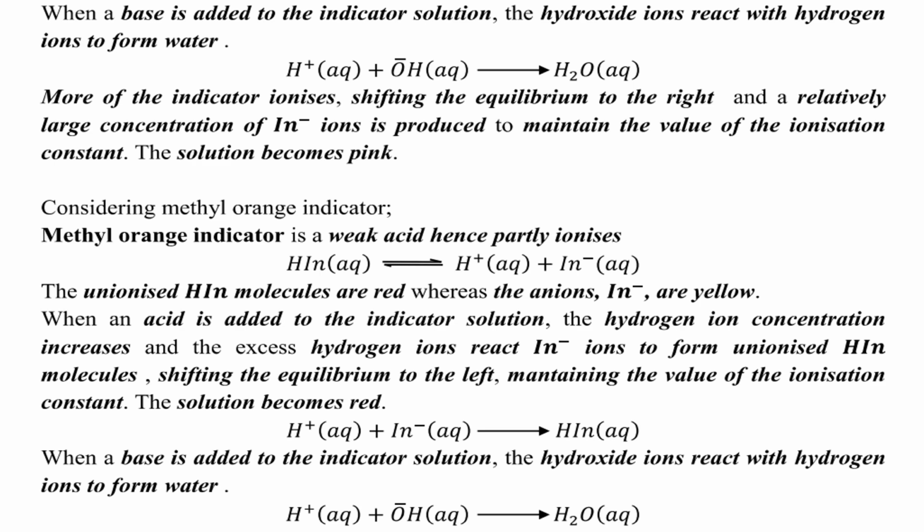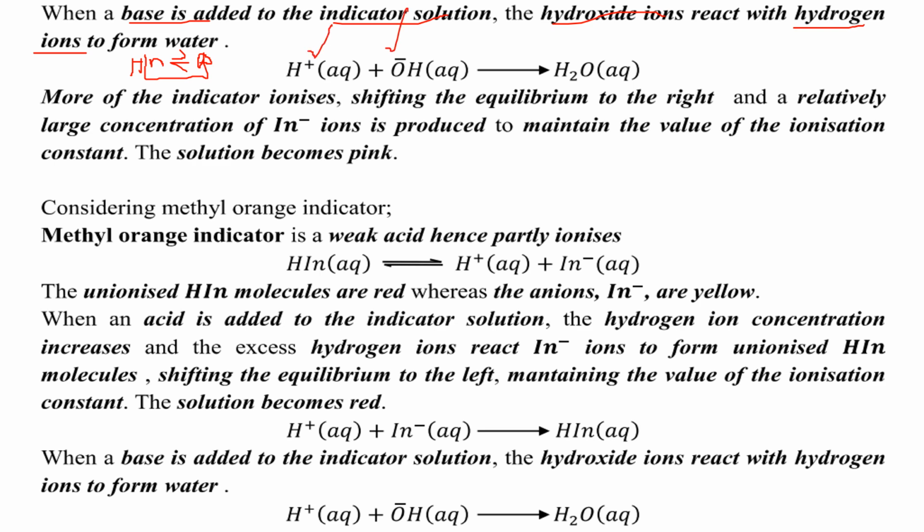If we add a base to that solution, so when a base is added to the indicator solution, the hydroxide ions are going to react with the hydrogen ions. Remember that hydrogen ions are going to be coming from the ionization of the HIn molecules. So that means that we shall be reducing the concentration of hydrogen ions in solution. Now to restore equilibrium, more of this has to ionize to form back the hydrogen ions that are being taken away by the hydroxide from the base. So adding the hydroxide reacts with the hydrogen ions that are present in equilibrium.